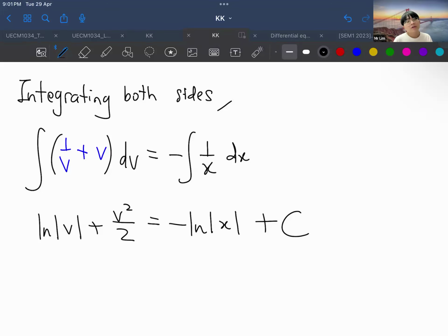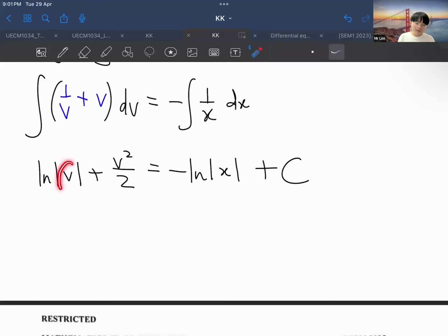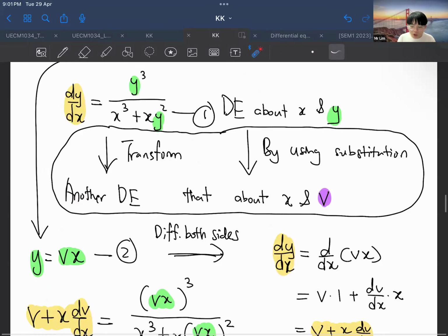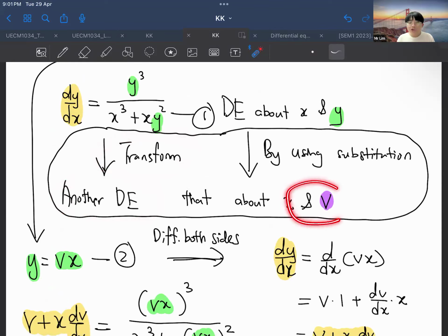But the solution, I'm not really happy because this solution is in terms of v and x. Now, the purpose of transforming is just to solve only. But after solving, I don't wish to see this v again. So v is like an intermediate. It acts as the role of the intermediate variable. After I use the v, I want to change back, change back into an equation that connects y and x.